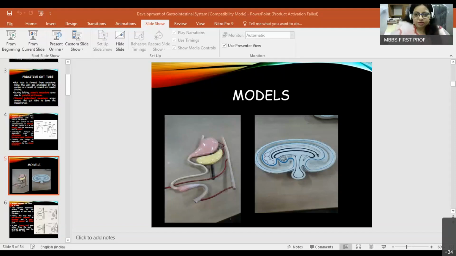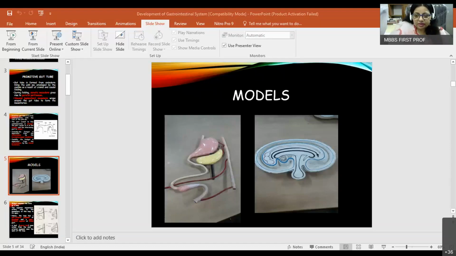Blue is the ectoderm, and the black one is endoderm. So GIT is basically mostly endodermal in nature because it is developing from the yolk sac, and the yolk sac is endodermal. This is the yolk sac, and the part which is forming the primitive gut, this enclosed portion. Can you see this enclosed portion along with the allantois is the developing primitive gut?